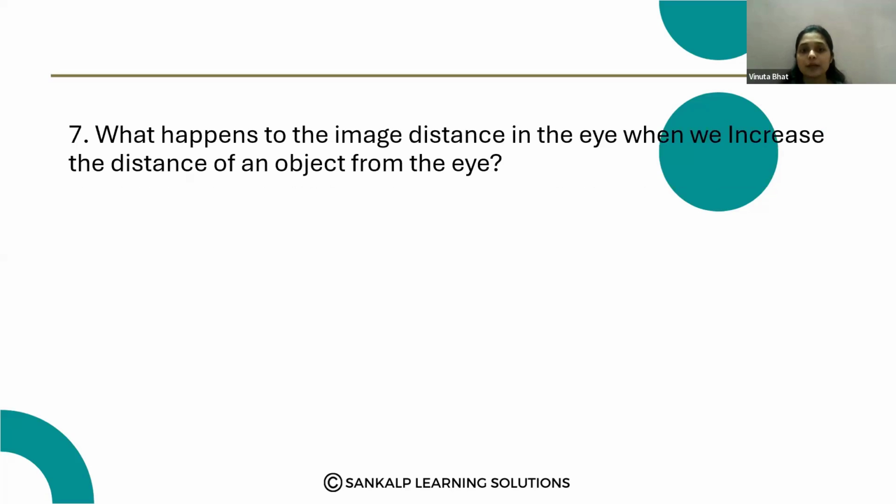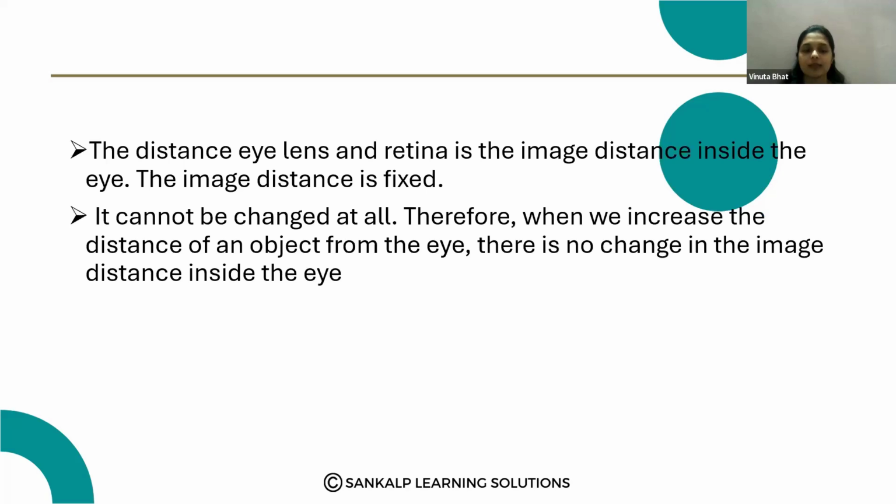What happens to the image distance in the eye when we increase the distance of an object from the eye? Here, the distance between the eye lens and the retina is the image distance inside the eye. The image distance is fixed. It cannot be changed at all. Therefore, when we increase the distance of an object from the eye, there is no change in the image distance inside the eye.